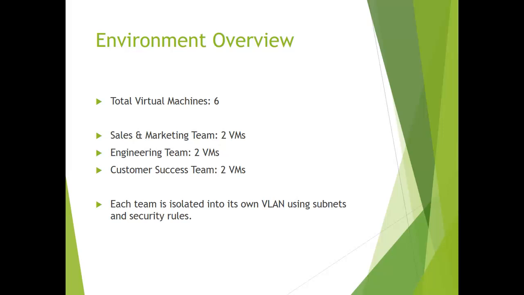So first of all, we have to understand the environment. The environment consists of 6 virtual machines in total. There are 2 virtual machines for the sales and marketing team, 2 for the engineering team, and 2 for the customer success team. Each team must be placed in its own isolated network segment, similar to VLANs in an on-premises environment.